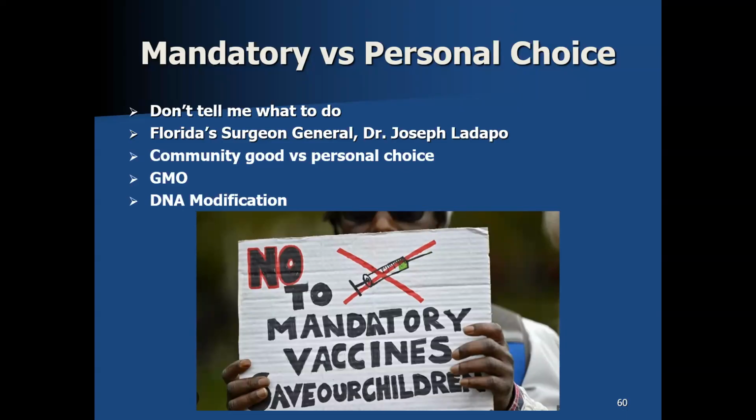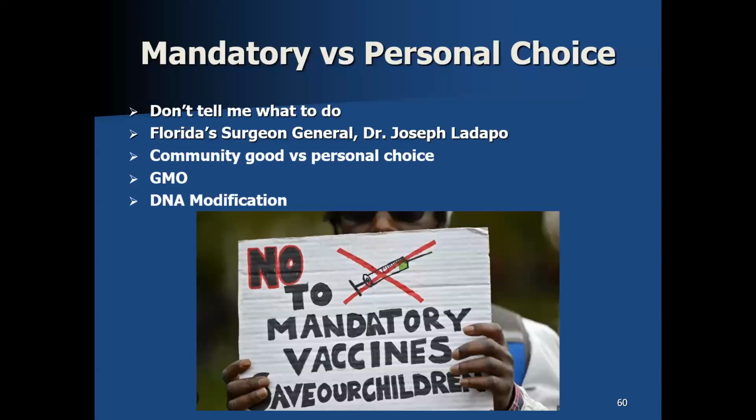Community good versus personal choice. And some are too young to get vaccinated. As I mentioned, the first dose of MMR is at 1 year old. Suppose I choose not to get the MMR vaccine and exposed your infant daughter, who was too young to get vaccinated, to measles, who then died. How do you like me now?